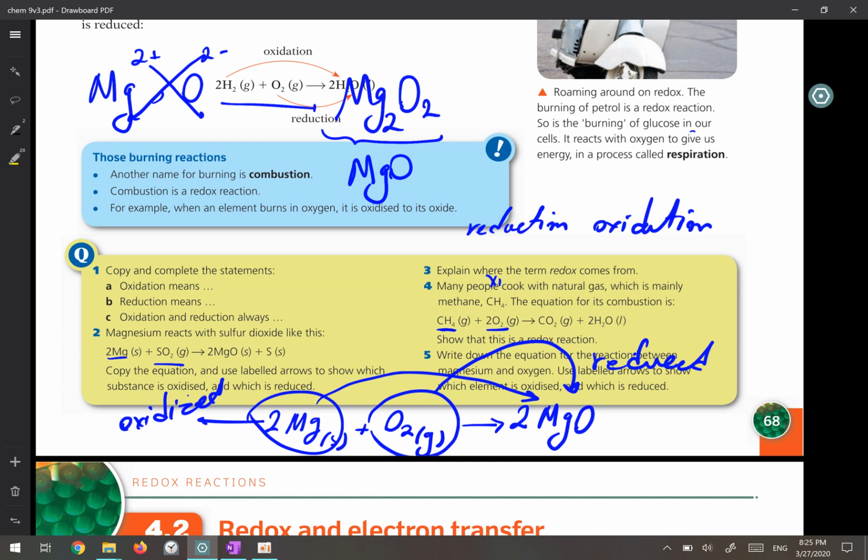Also, we know that the magnesium is converted to here magnesium ion Mg2+. It has lost 2 electrons, so it is oxidation. And what happened to the oxygen? Oxygen is converted to the oxide O2-. It has gained the electron. So this one proves also that the magnesium is oxidized and oxygen is reduced.